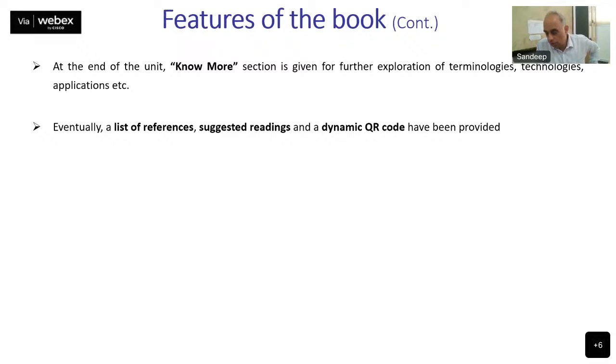And finally, a list of references has been given, with suggested reading so that one can read more, because we understand that this is quite a voluminous subject and we cannot write it down in 300, 400 pages, and one should have a habit of going for other readings also. So we have given links to the suggested reading or references. And a dynamic QR code has also been provided, which will keep on updating, to help the students learn more.